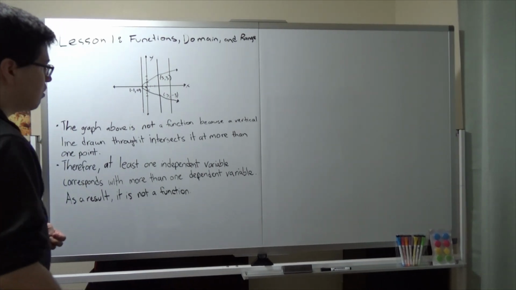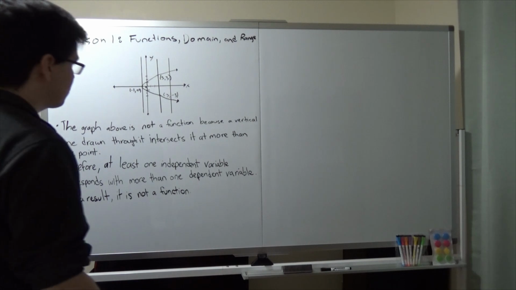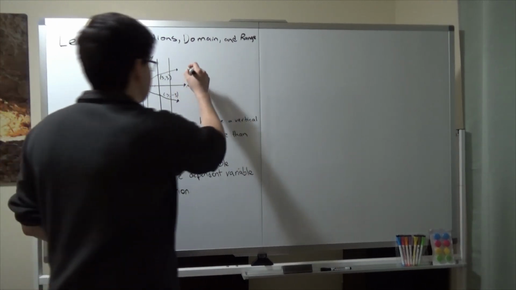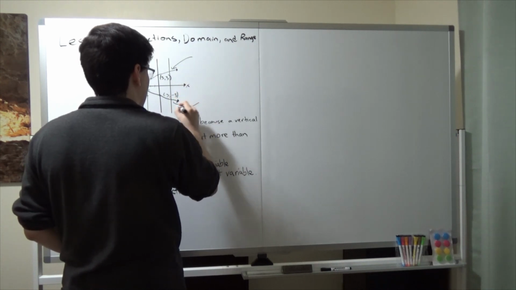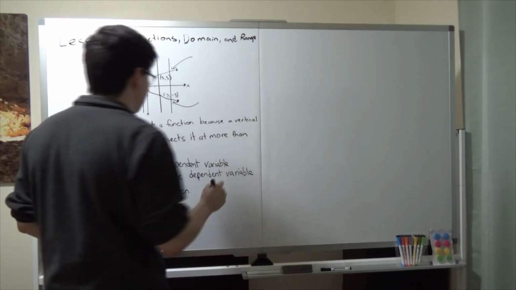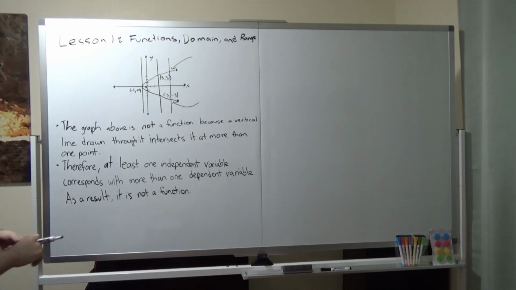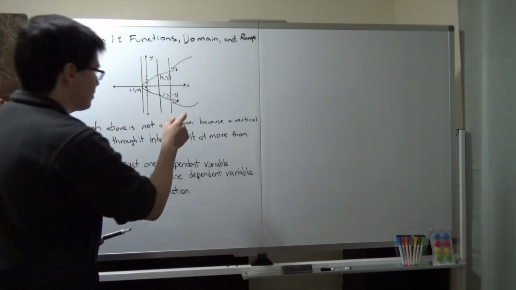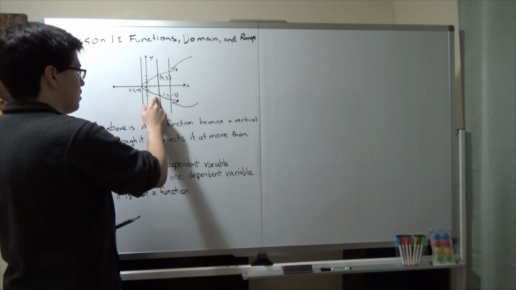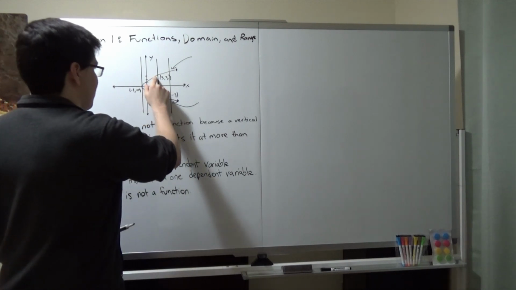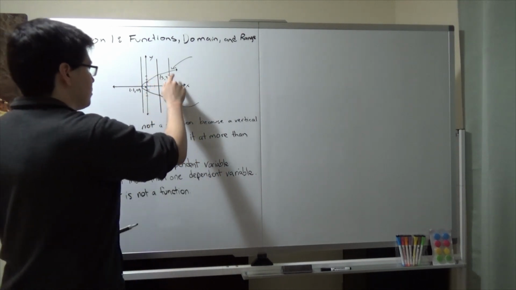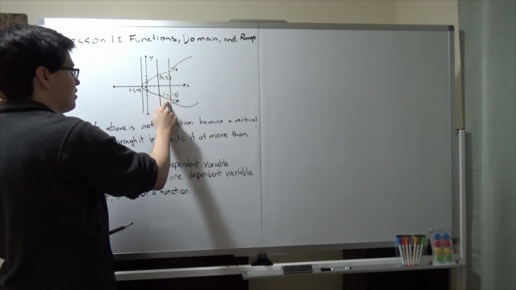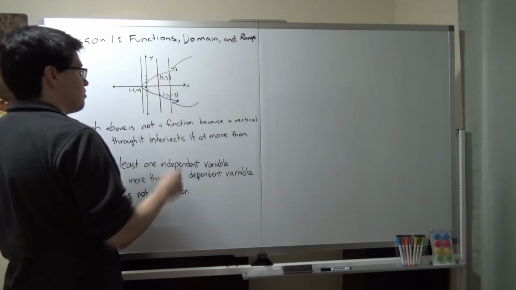We've drawn our vertical lines through the graph, and we can see that the vertical lines touch the graph at more than one point in various places. Here, this vertical line touches the graph at (3, -3) and at (3, 3). Also, this vertical line touches the graph at this point and at this point.